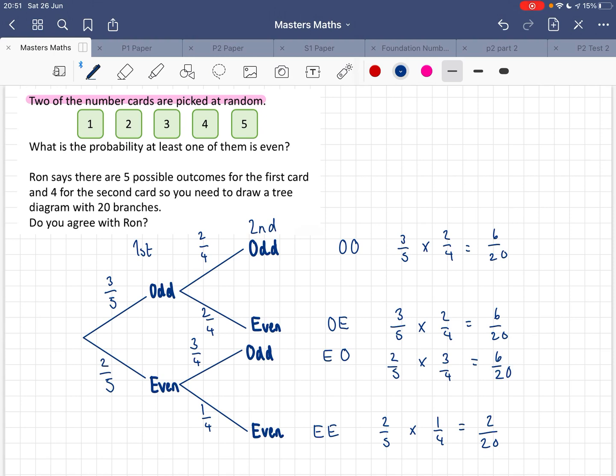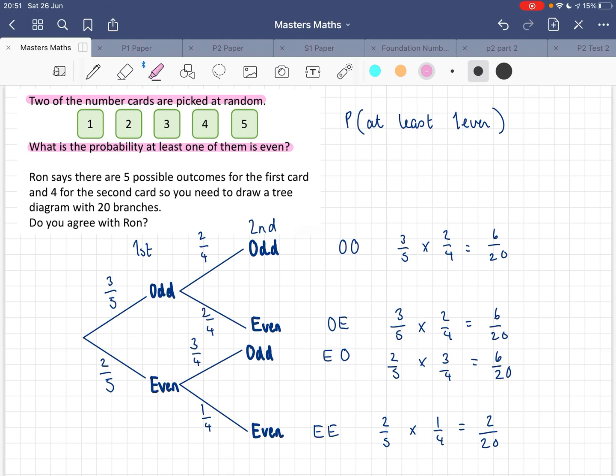Let's come up with a probability then. So the probability that we get at least 1 even. That is the question. It's here. I'm not reading it properly. What is the probability that at least one of them is even?